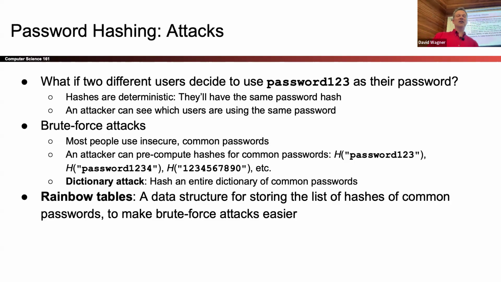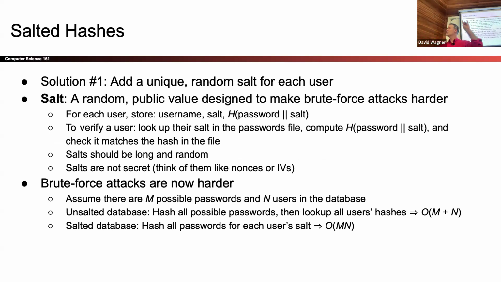So then security people said, okay, aha, I can improve password hashing. What we're going to do is for each user, we're going to pick a random value. It's like an initialization vector. It'll be different for each user because it's random. We call that a salt.